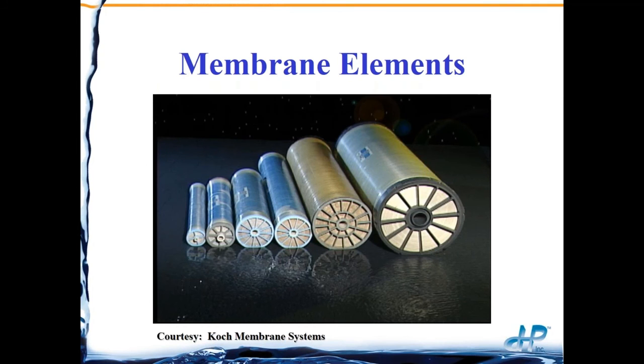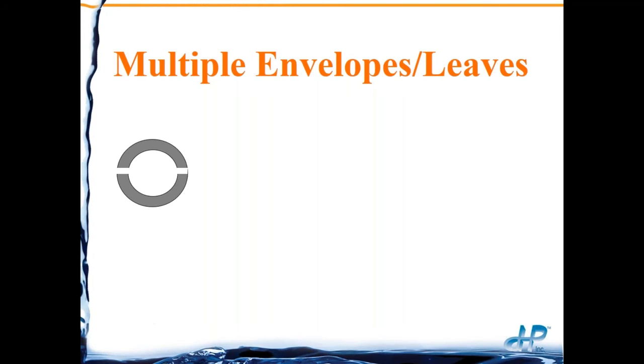system. When they make the larger diameter elements, it doesn't make sense to use one envelope or leaf, so they're going to use multiple envelopes or leaves. So we have a 4x40 all the way up to one manufacturer that had an 18-inch diameter by 16-inch long element. It just would not make sense to try and use one envelope to make these larger diameter elements, so they put multiple envelopes in there.